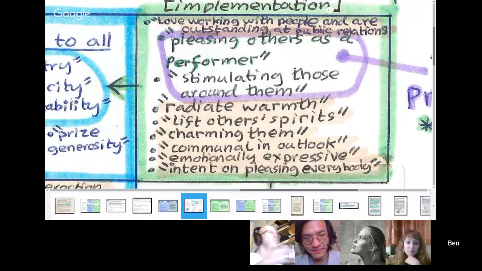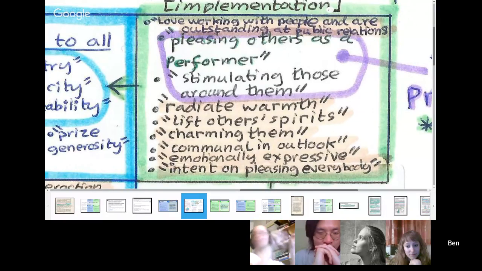Stimulating those around them, radiate warmth, lift others' spirits, charming them. That is expressive with emotions. Emotionally expressive right there, intent on pleasing everybody. These are things quite similar to ESFJ, but it's done for different purposes. Jeff was talking about this in the Hangout yesterday in the tactical intellect: it's to entertain those people around, to be the center of attention. And being the center of attention is not a bad thing from the point of view of ESFPs.